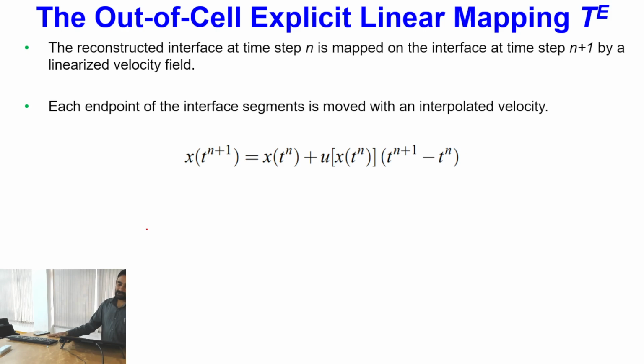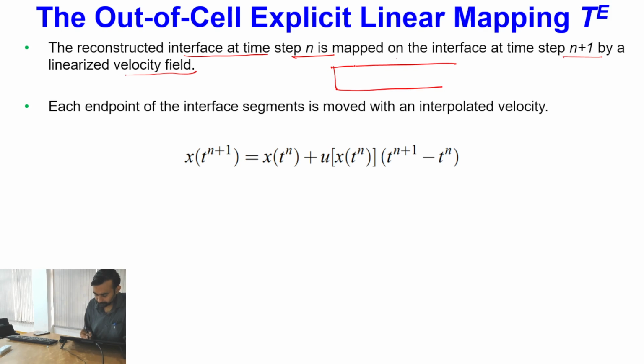Okay, now let's talk about one method, which is the out-of-cell explicit linear mapping. In this method, the reconstructed interface at time step n is mapped onto the interface at time step n plus 1 by a linearized velocity field, and each endpoint of the interface segment is moved with an interpolated velocity. What is the meaning? It is very simple.